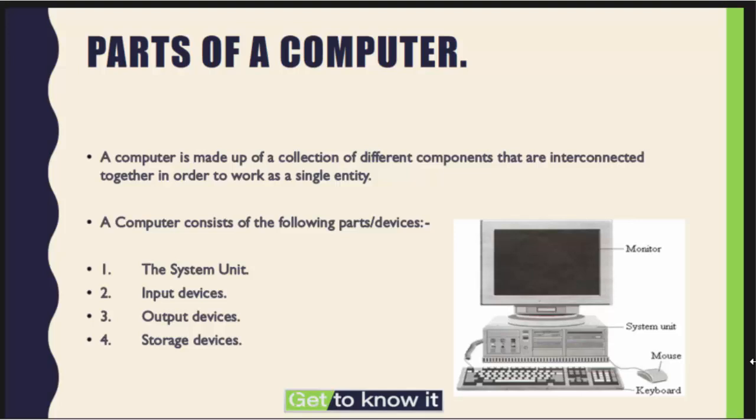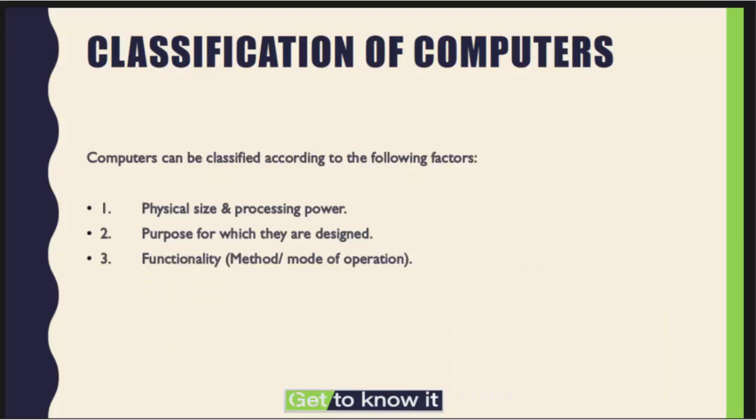Examples now include both the input and output devices, that is speakers, monitors, keyboards, mouse, modems, etc. So those are the different parts of a computer, and understanding these different parts usually places you on the safe side, because you'll be able to understand how a computer operates, and of course you'll also be able to operate the computer with ease.